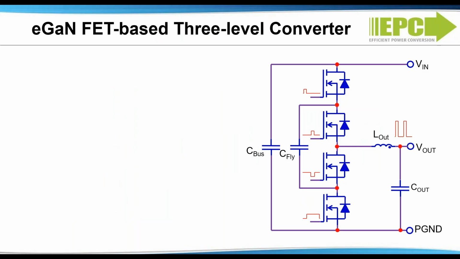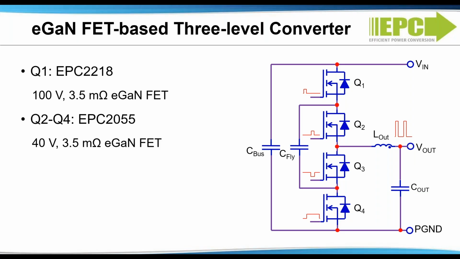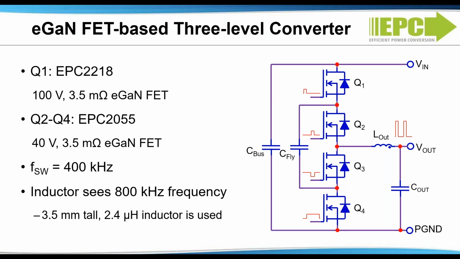To design this 40 to 60 volt input, 5 to 20 volt output voltage, three-level converter, eGaN FETs are used to further reduce the converter size and improve efficiency. A 100 volt, 3.5 milliohm eGaN FET is chosen for Q1, as this device needs to block the full input voltage for a short period during startup. 40 volt, 3.5 milliohm eGaN FETs are used for Q2, Q3, and Q4. The converter is switched at 400 kilohertz with the 2.4 microhenry, 3.5 millimeter high inductor seeing a frequency of 800 kilohertz while producing a 12.5 ampere maximum output current.